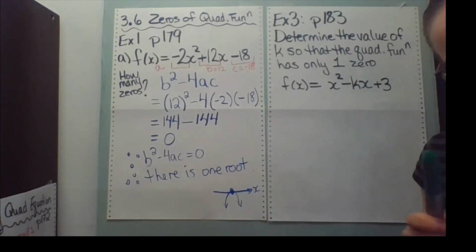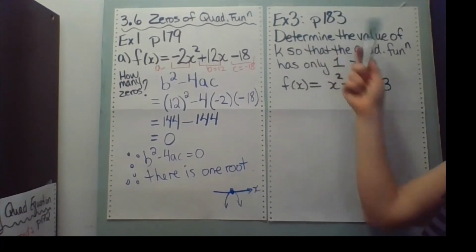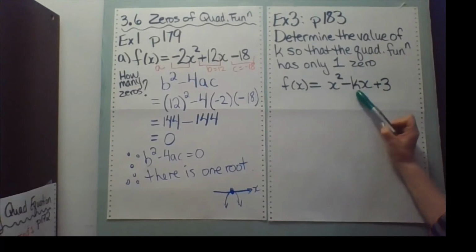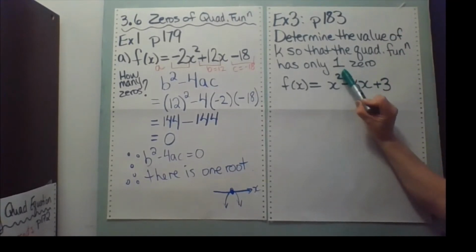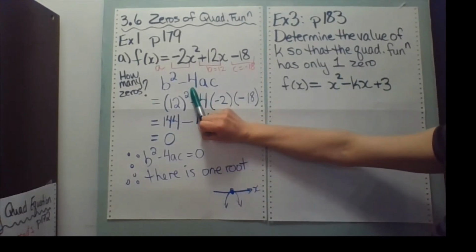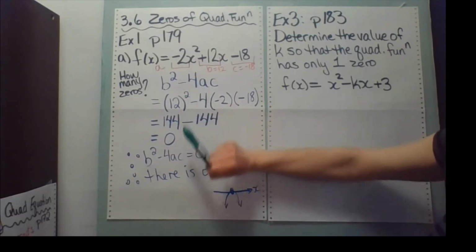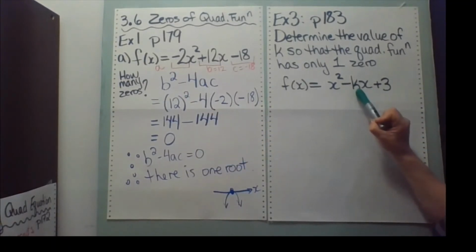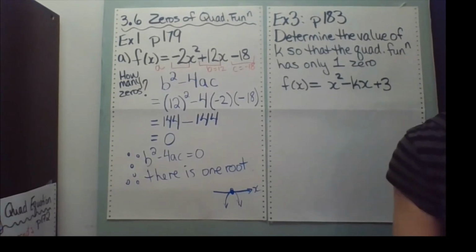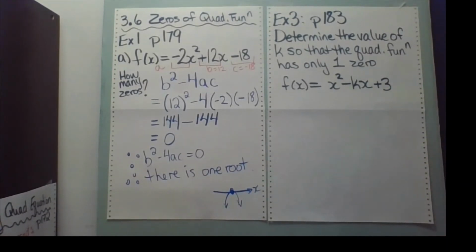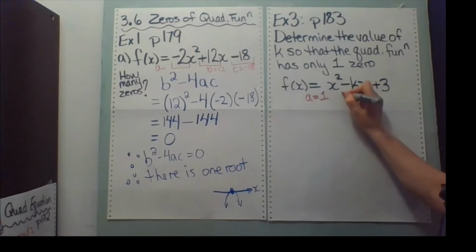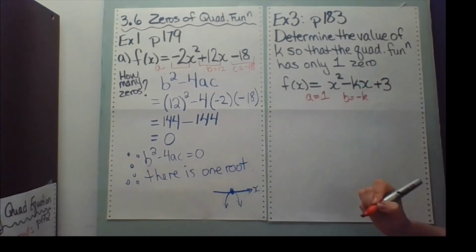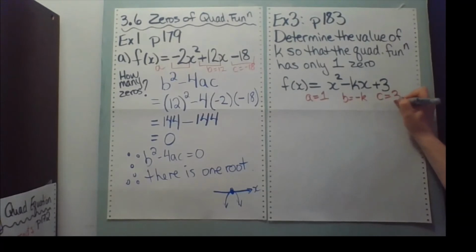Okay, so what we are going to spend the time on is example 3, page 183. So this is one where I give you a function that has an extra letter in it. So this time I'm going to use a k, and I want to figure out the value of k so that the quadratic function only has 1 zero. So I'm still going to use my discriminant, and this time I'm going to start with my discriminant. I'm going to set it equal to 0, and then I'm going to solve for k. Ready to try this? All right. Pick out our coefficients. So a will be equal to 1, b will be negative k, and c will be equal to 3.